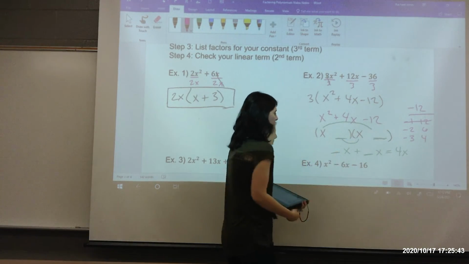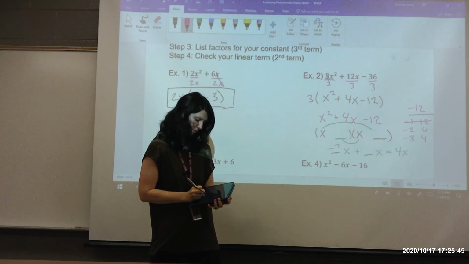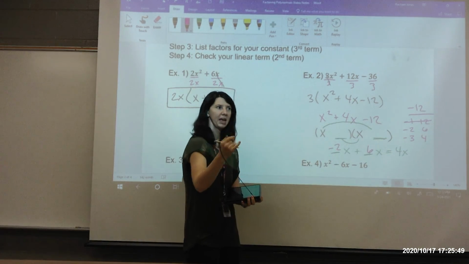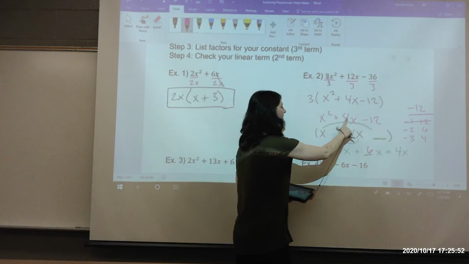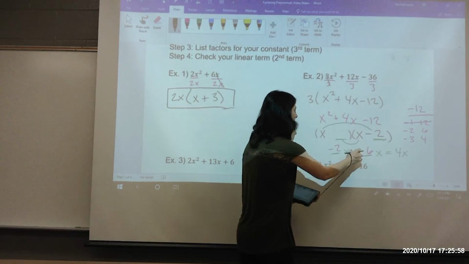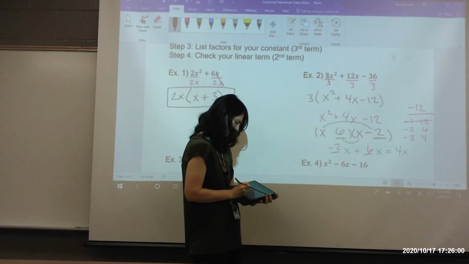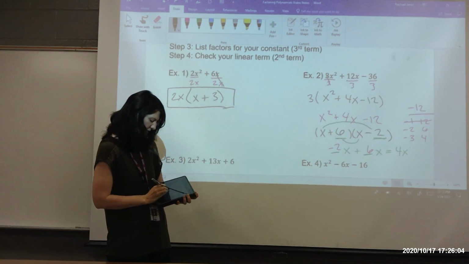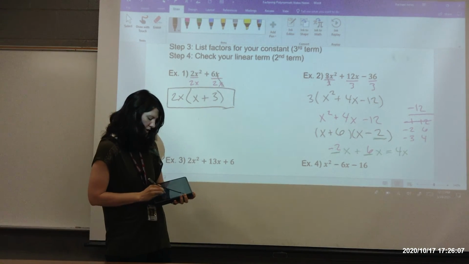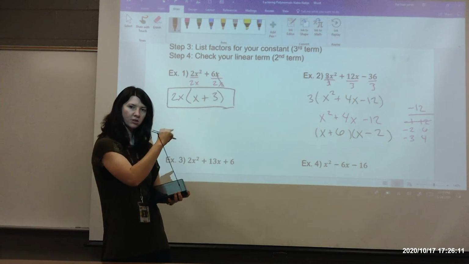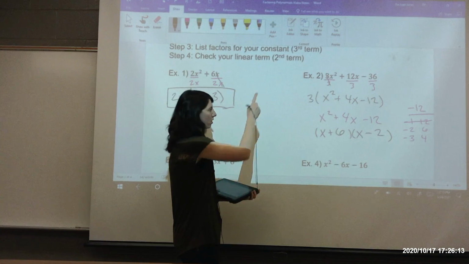Negative 2 and 6, let's try that. Is negative 2 and 6 positive 4? It is. So x times negative 2 and x times a positive 6 gave us our answer of 4x. If you're ever unsure if you did your work correctly, you can always multiply your answer back out and see if you get your original problem.